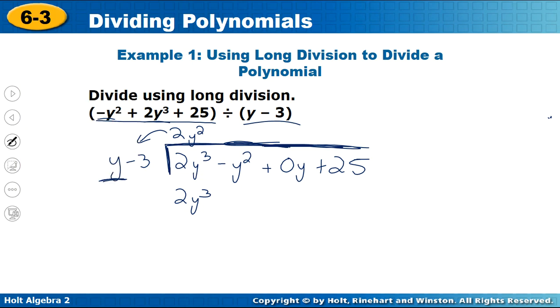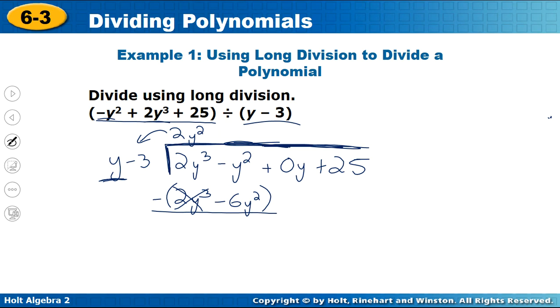Erase that so it's not in my way. And then 2y squared times negative 3. 2 times negative 3 will be negative 6. And then we have the y squared. Alright, so now we're going to subtract these. So remember, this should always be canceling out. 2y to the third minus 2y to the third is 0y to the third, or it cancels.